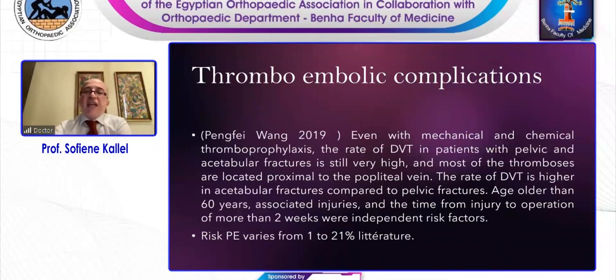Benha in 2019 showed that even with mechanical and chemical thromboprophylaxis, the rate of DVT in patients with pelvic and acetabular fracture is still very high. Most of the thromboses are located proximal to the popliteal vein, mostly in the femoral vein. The rate of DVT is higher in acetabular fracture compared to pelvic fracture.